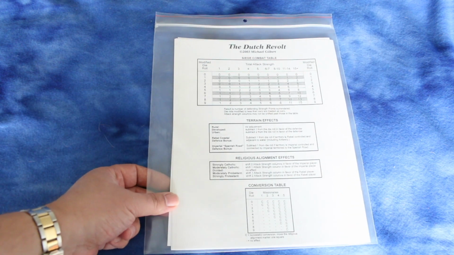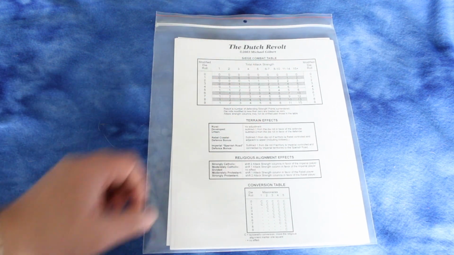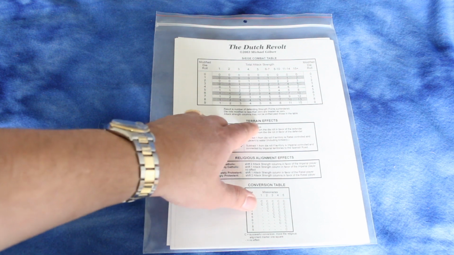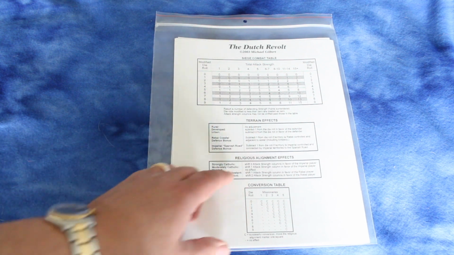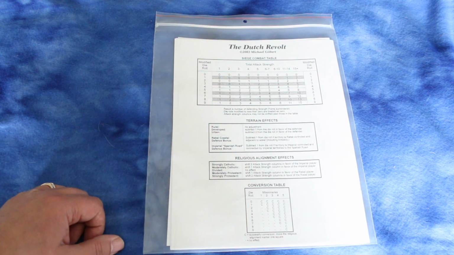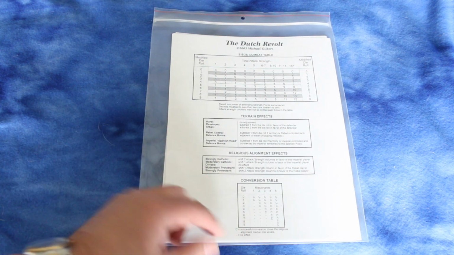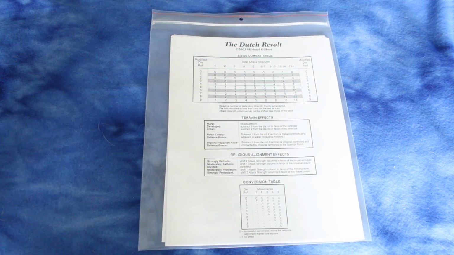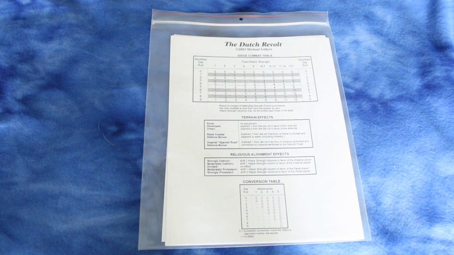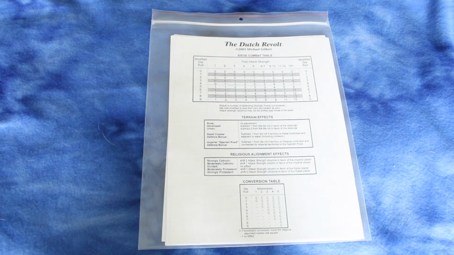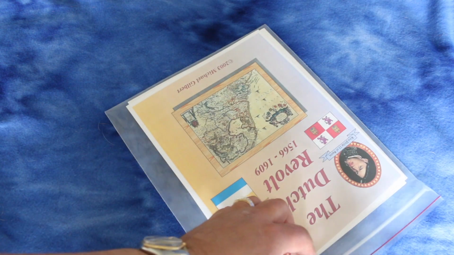The back here looks like it has a siege combat table, terrain effects table, religious alignment effects. Interesting. Don't see that too often in a game. And then there's a conversion table. It's got missionaries, so I assume that's for converting to Christianity or maybe to your flavor of Christianity or something. I haven't read the rules for this yet.